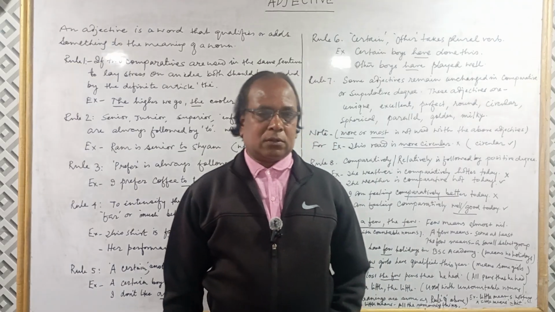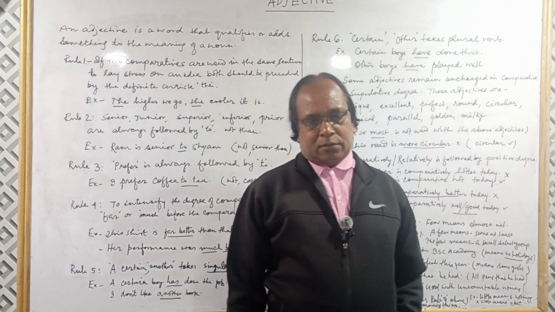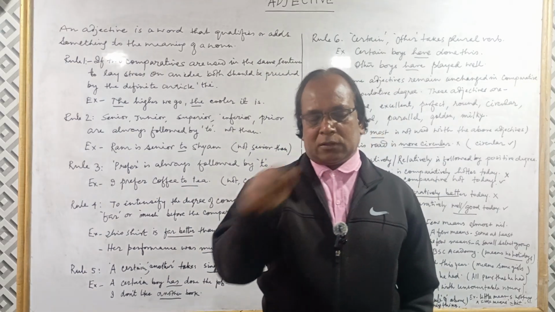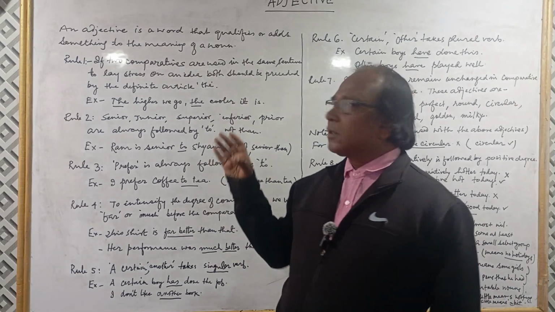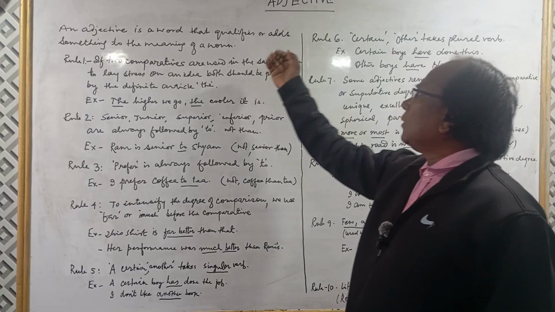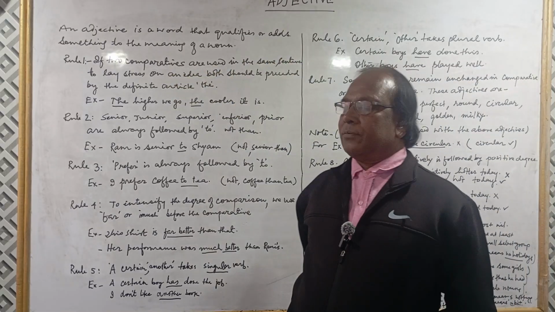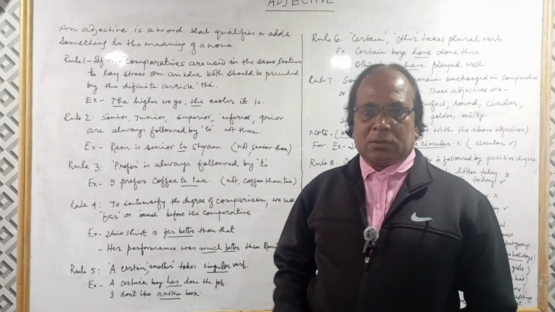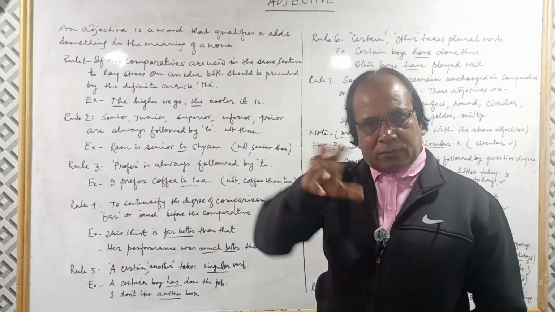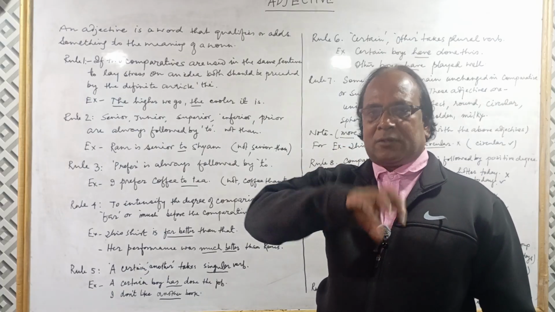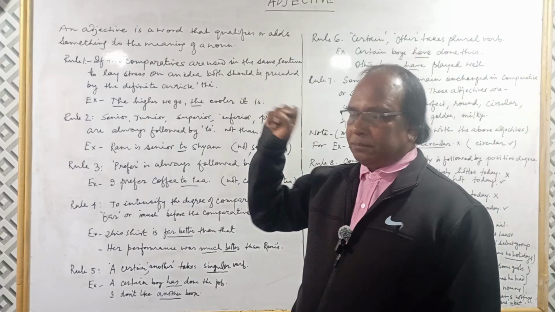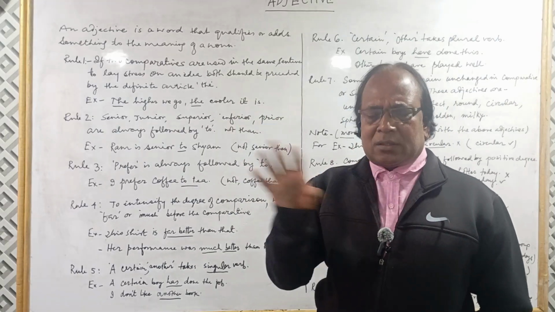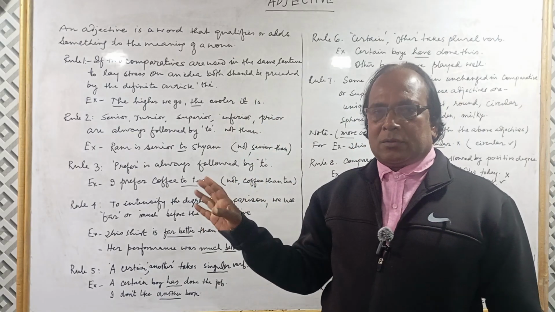In today's class we will discuss adjectives. So what is an adjective? Let's see the definition. An adjective is a word that qualifies or adds something to the meaning of a noun. What does it mean? It means an adjective is a word that qualifies the meaning of a noun, asserts something about the noun. There are certain rules. We will discuss all those rules one by one.